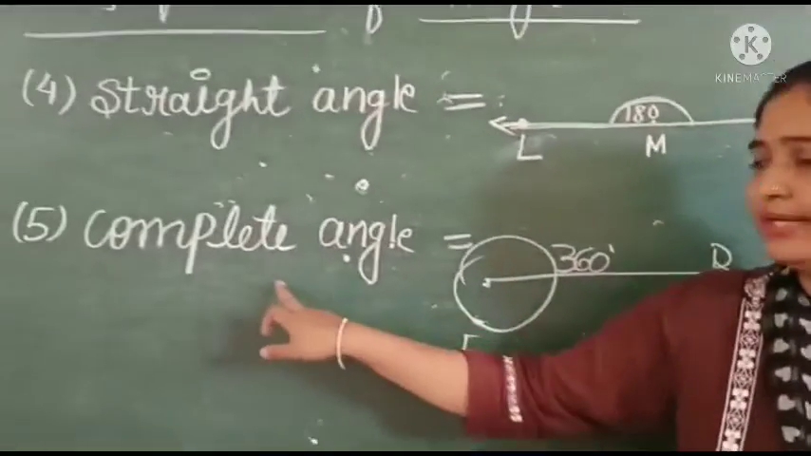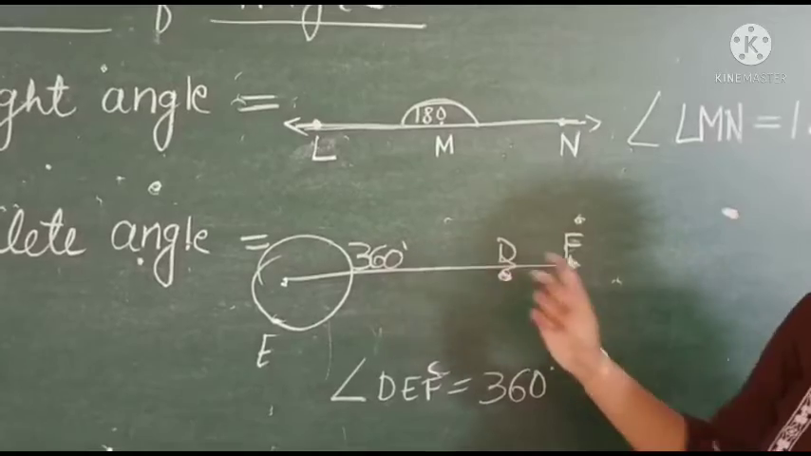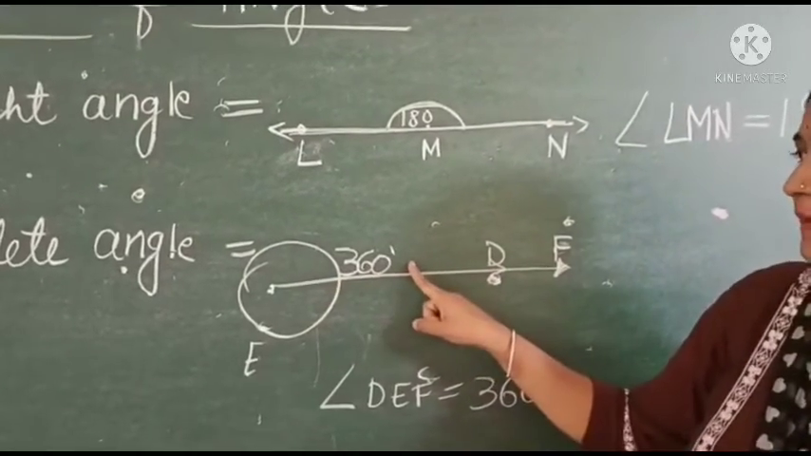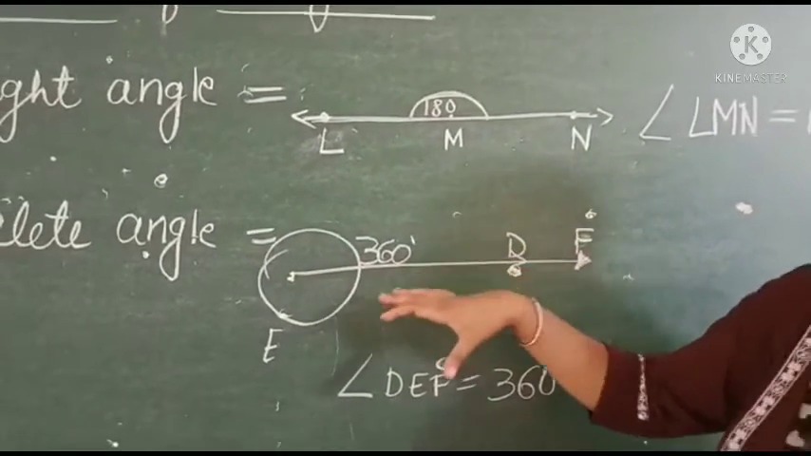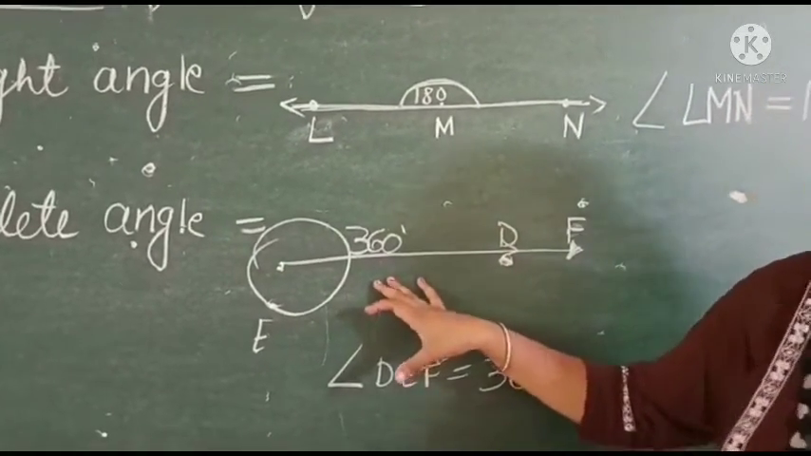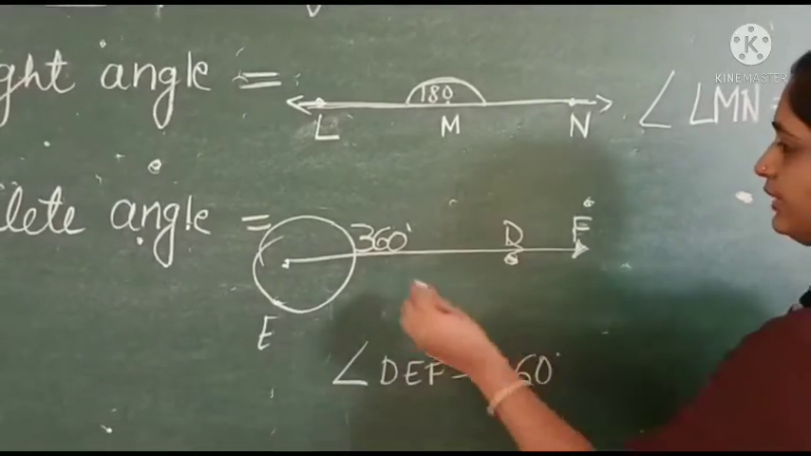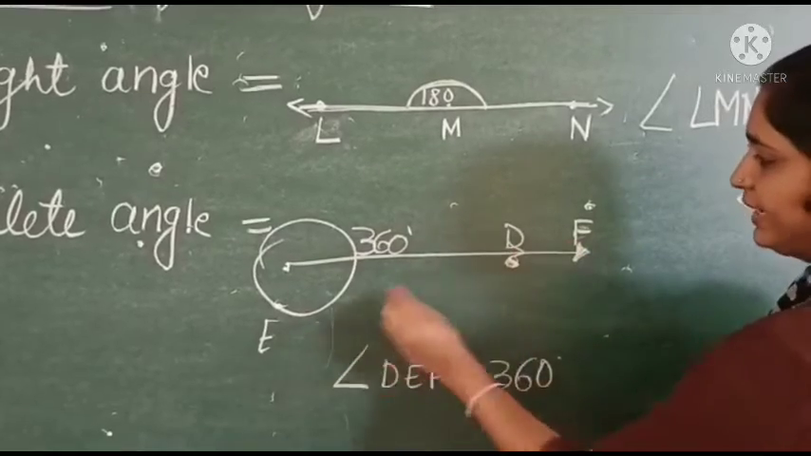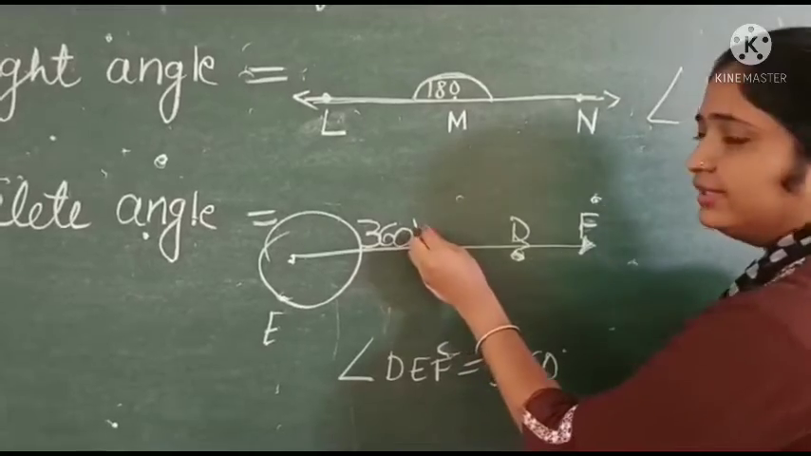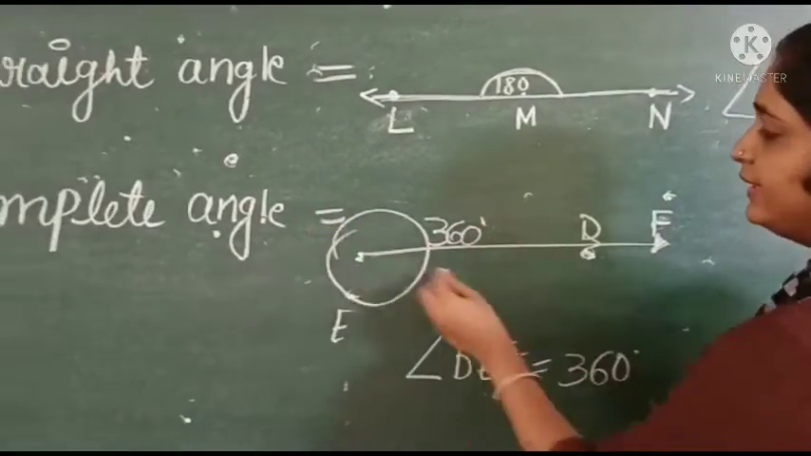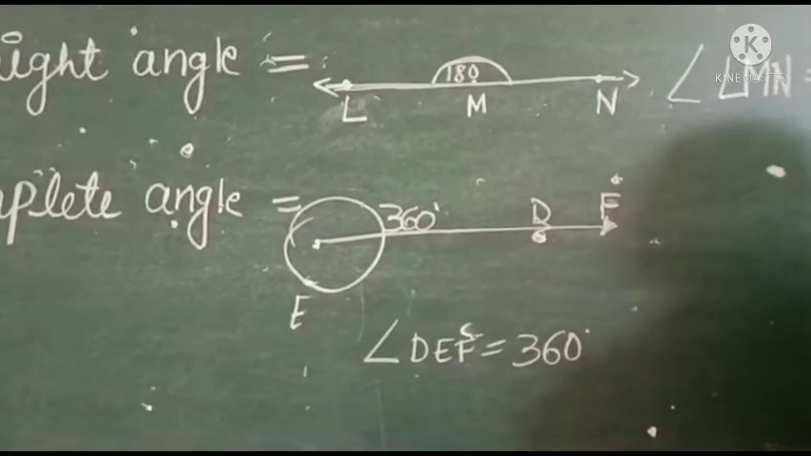Next is the complete angle. A complete angle is 360 degrees because 360 degrees is a complete turn around the given point. See here, we have D, E, F. Three points are here. The complete angle measures 360 degrees. Angle DEF equals 360 degrees.